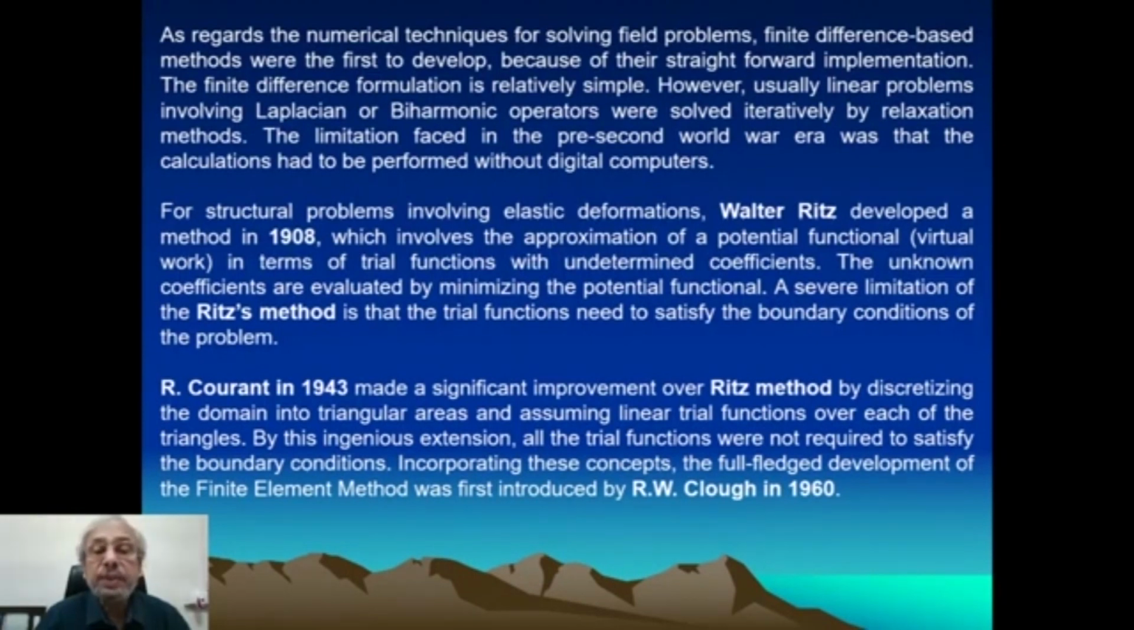For structural problems involving elastic deformations, Walter Ritz developed a method in 1908 which involves the approximation of the potential function, which is virtual work, in terms of trial functions with undetermined coefficients. The unknown coefficients are evaluated by minimizing the potential function. A severe limitation of the Ritz method is that the trial functions need to satisfy the boundary conditions of the problem.